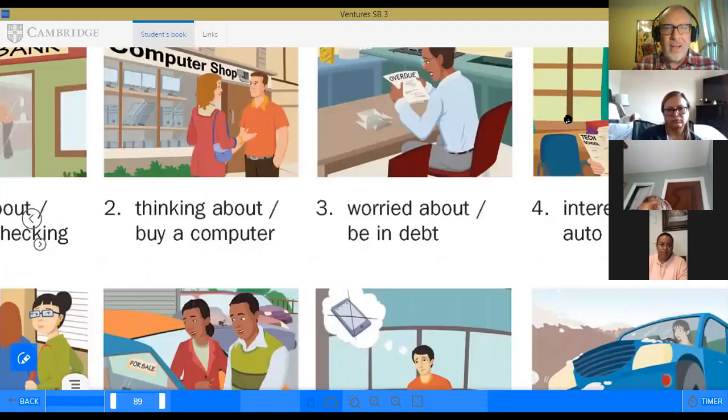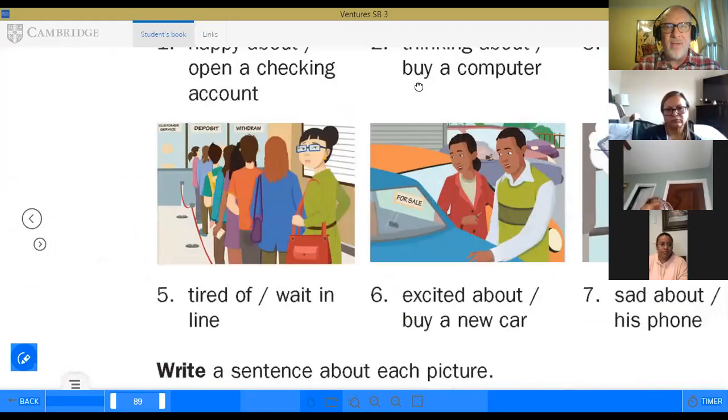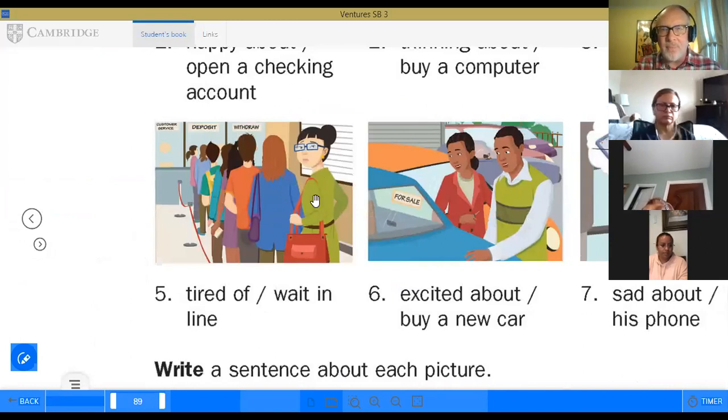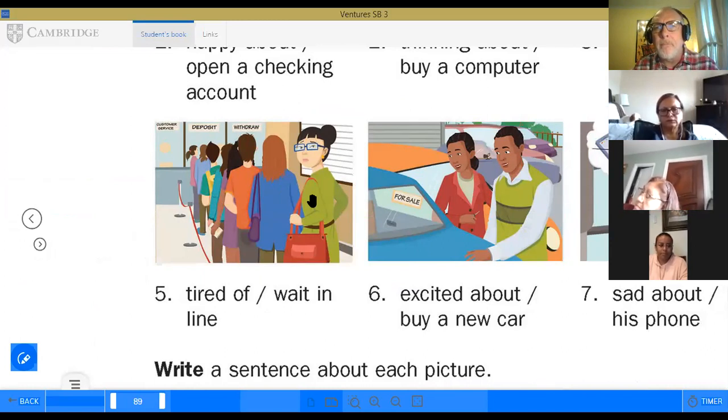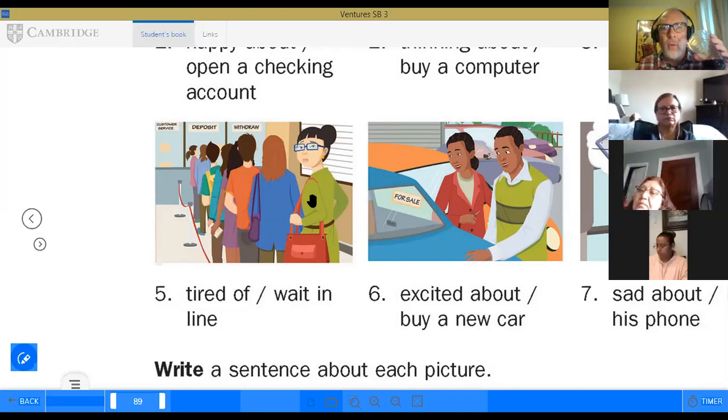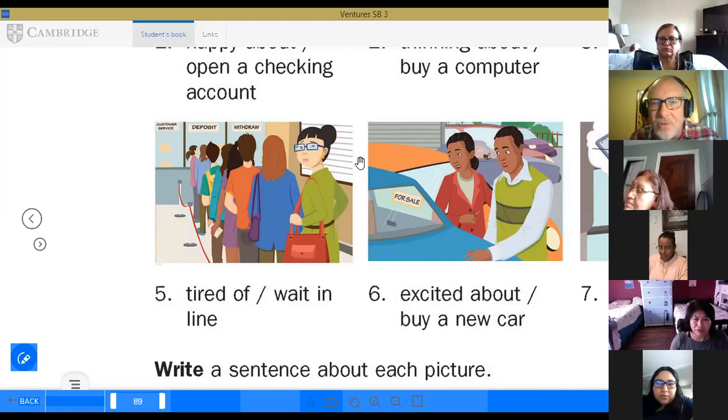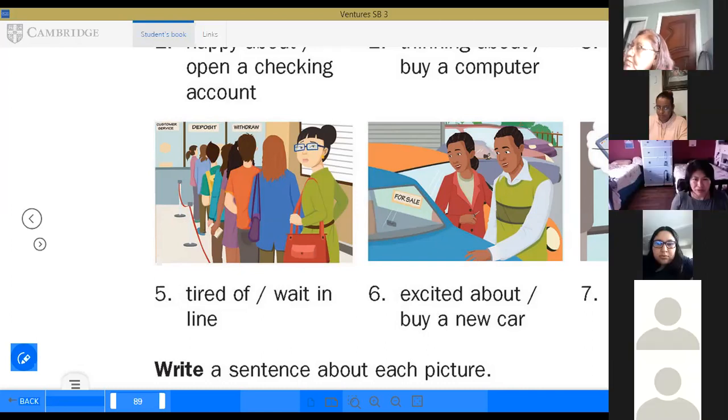Okay, good. All right, let's look over here at number 5. All right, this lady is not happy. All right, Irene, what is she tired of? Waiting in the line. Can you make a sentence, Irene? She's tired of. Maybe she left. Is Irene not here anymore? I hate when I do this because I can't see who's here and who's not here. Let me see, who's here? Oh yeah, no, Irene's not here.